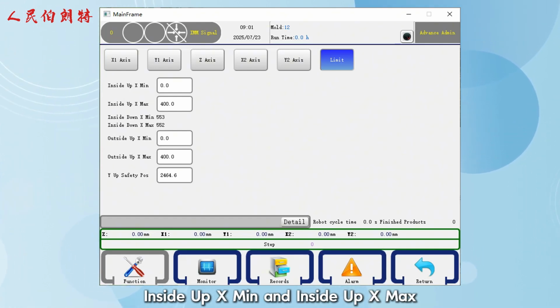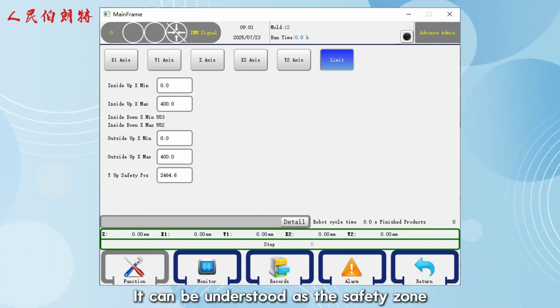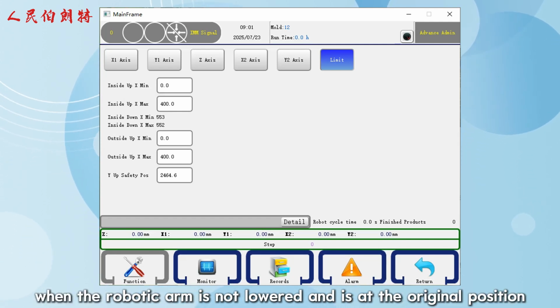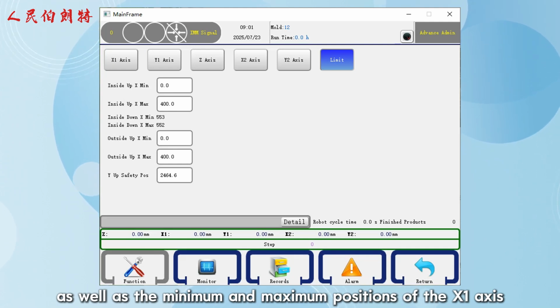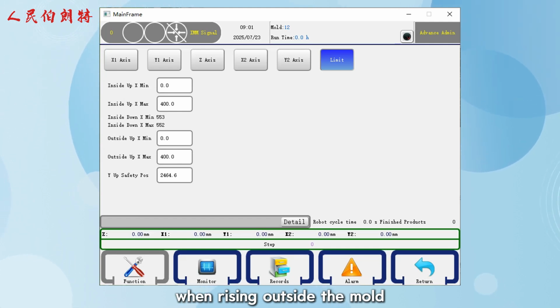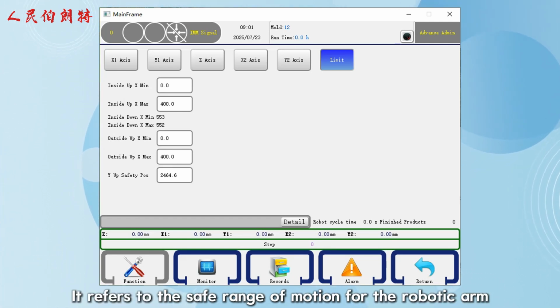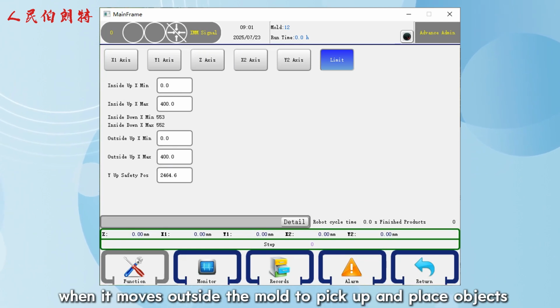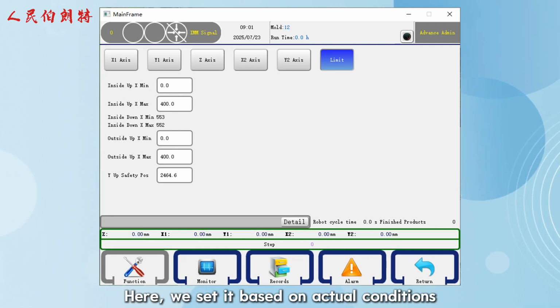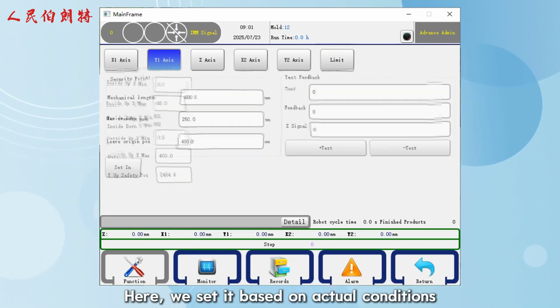Inside up X min and inside up X max. It can be understood as the safety zone when the robotic arm is not lowered and is at the original position, as well as the minimum and maximum positions of the X1 axis when rising outside the mold. It refers to the safe range of motion for the robotic arm when it moves outside the mold to pick up and place objects. Here, we set it based on actual conditions.